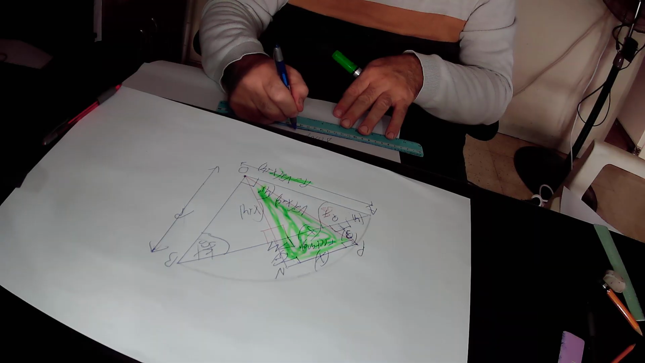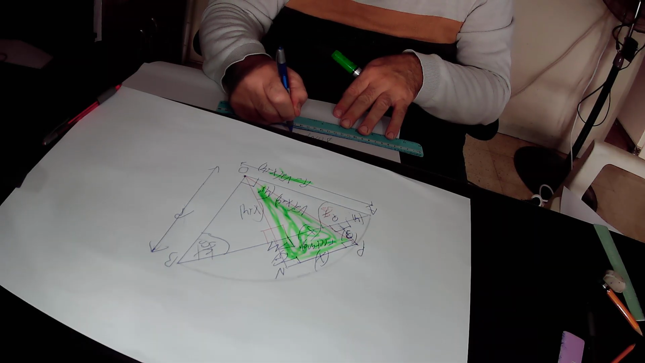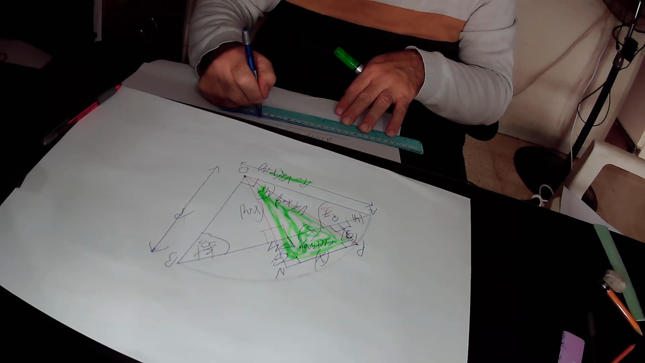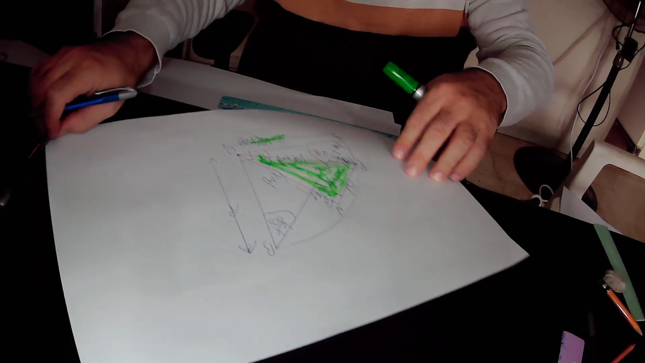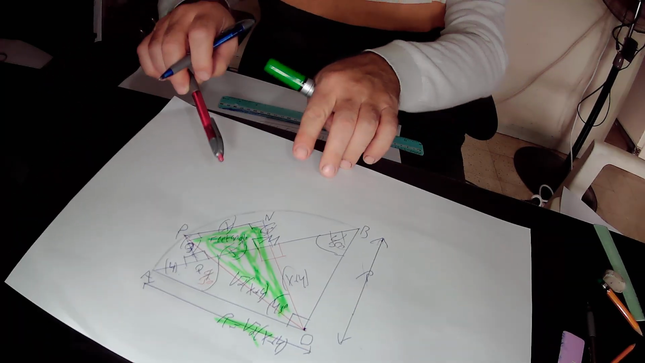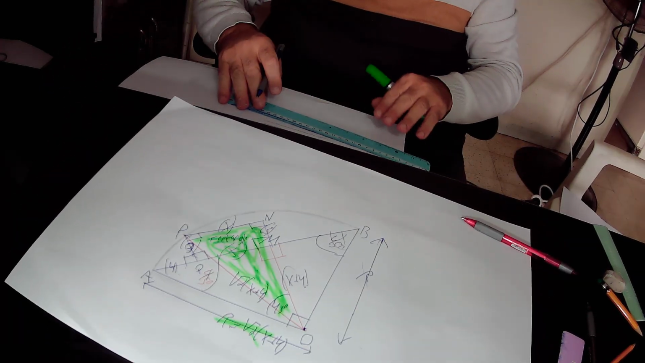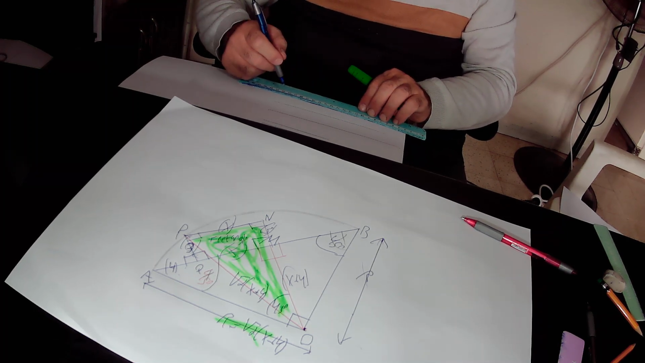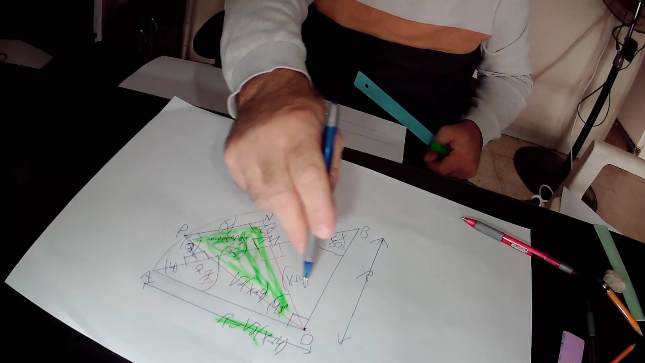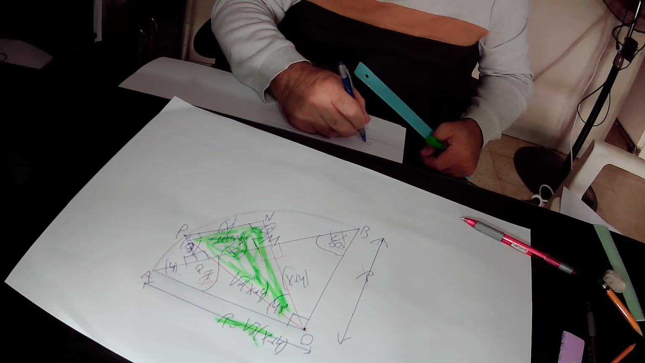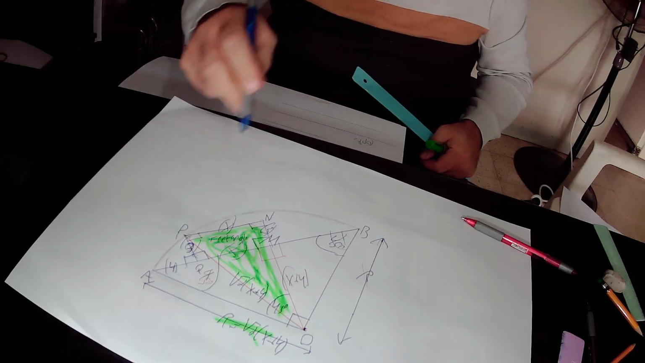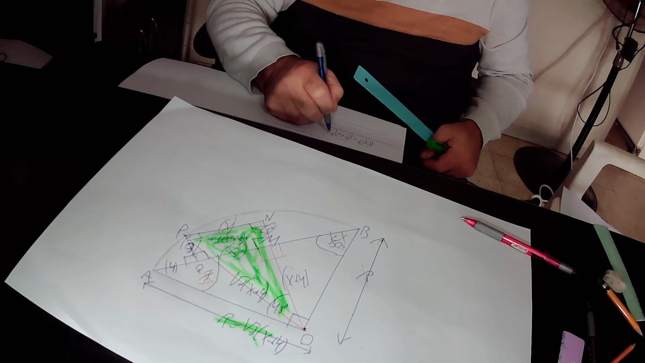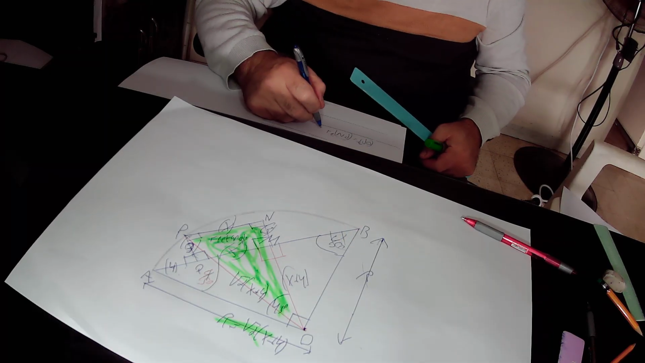Here we apply the Pythagoras theorem. In this right triangle OPN, according to the Pythagoras theorem, OP squared, that is the square of the hypotenuse, equals PN squared plus NO squared.